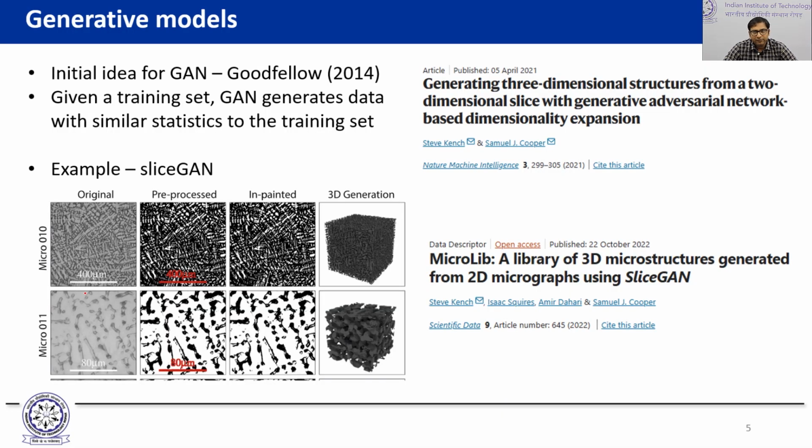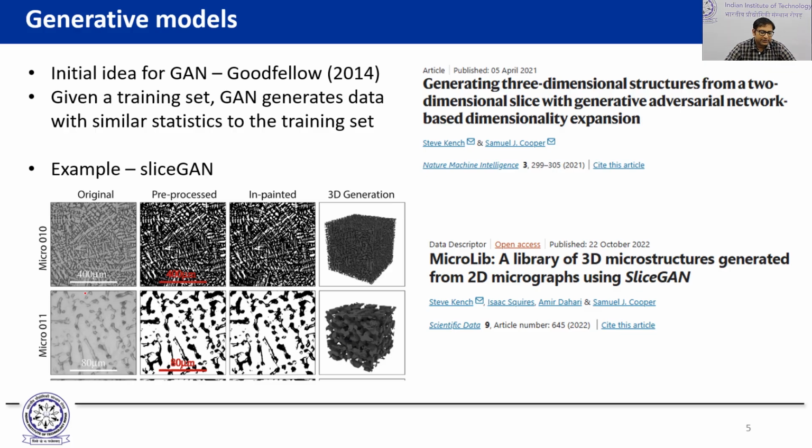The second class of methods that can be used for generating synthetic data is the use of generative models, or the use of AI. The generative models that are typically used are things like generative adversarial networks or variational autoencoders and so on. We'll just talk about the GAN because that is finding a lot of traction nowadays in the world of materials. The initial idea for the GAN, or generative adversarial network, was given by Goodfellow way back in 2014. So it's about 10 years now, not a very old type of technique.